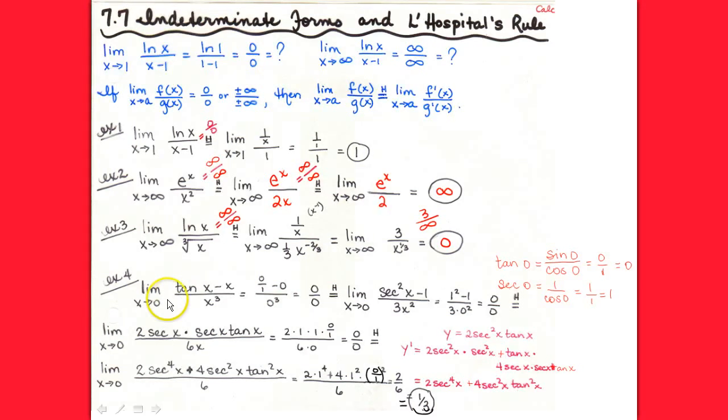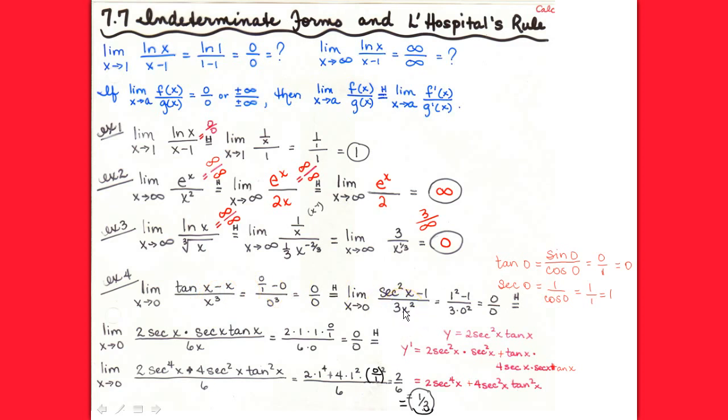Okay, so right here, if we plug 0 in, we're going to get tangent of 0, which, as we just said, was 0 over 1, minus 0, and then down here in the bottom, 0 cubed. So that gives us 0 over 0, which is one of our indeterminate forms. So we're going to use L'Hopital's, right? We can put our capital H symbol showing we used L'Hopital's. The derivative of tangent is secant squared, the derivative of negative x is negative 1, and the derivative of x cubed is 3x squared.